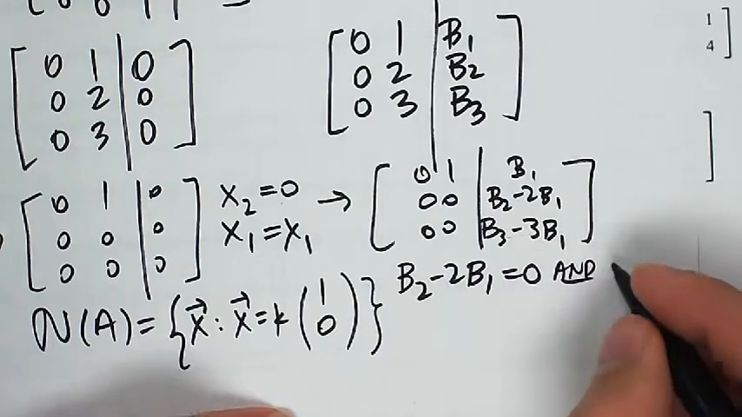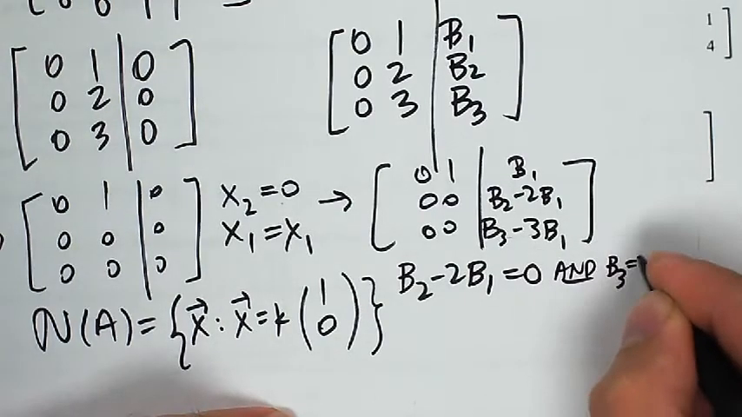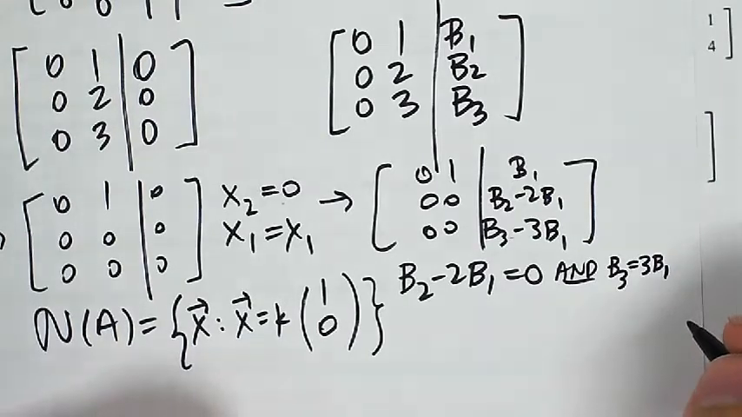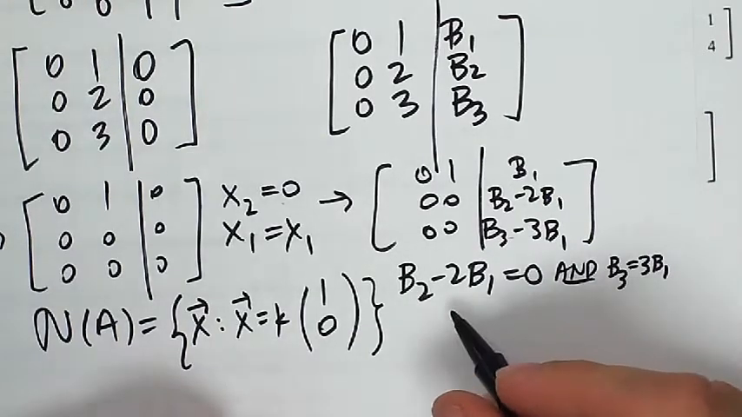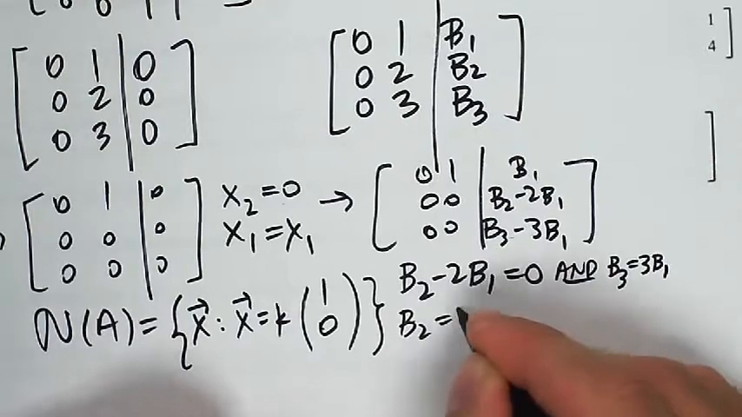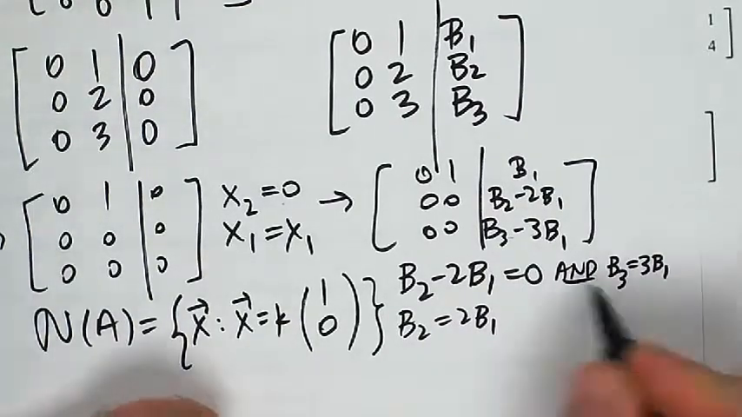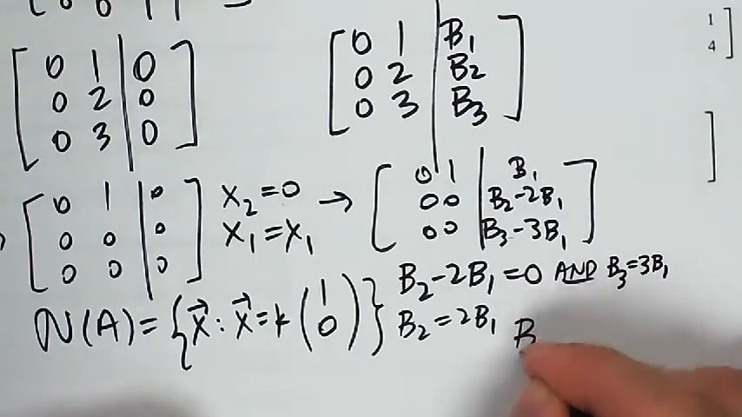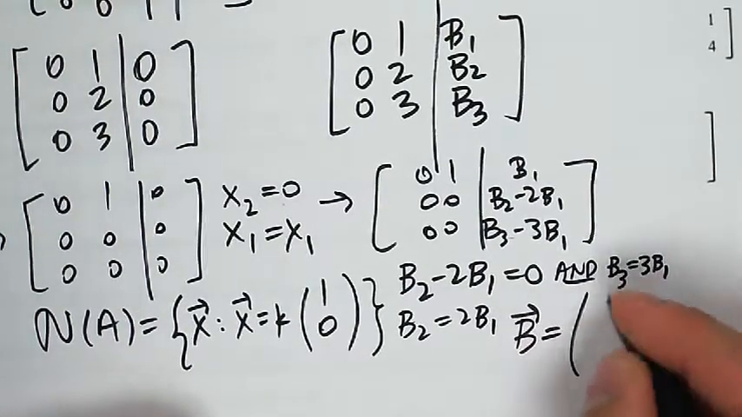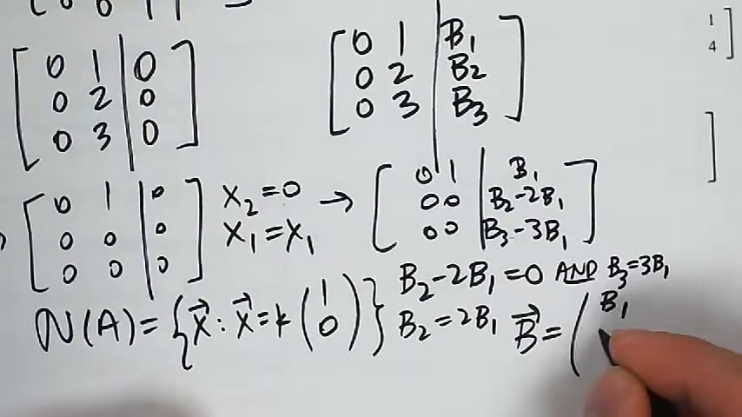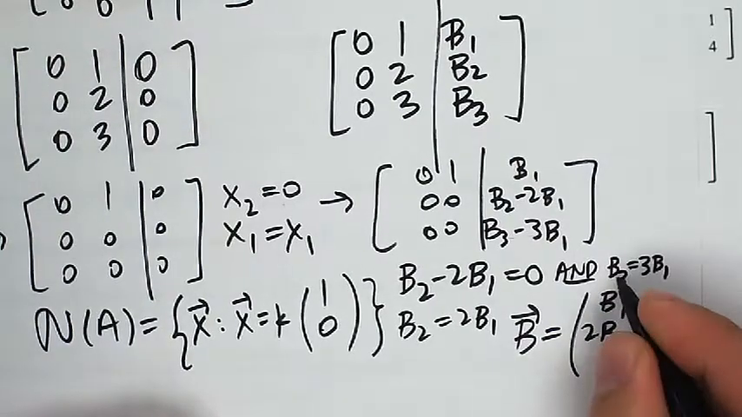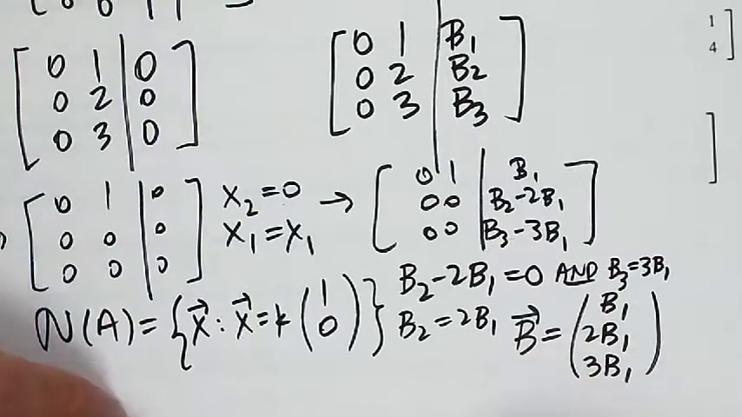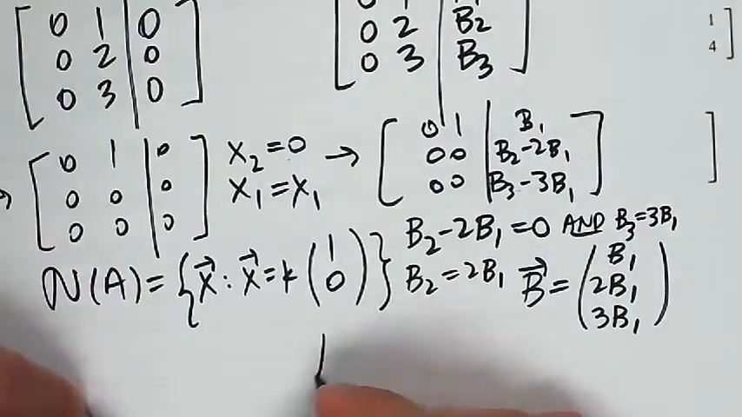B3 minus 3B1 equals 0. Maybe I'll just say B3 equals 3B1. Okay, and that's fine. So now I'm going to say, okay, B2 equals 2B1. So I've got myself a little pattern here, right? B1 can be whatever it wants. So my output vectors are B equals B1 can be whatever it wants, B2 is 2 times B1, and B3 is 3 times B1. Which means that there's just enough room here.